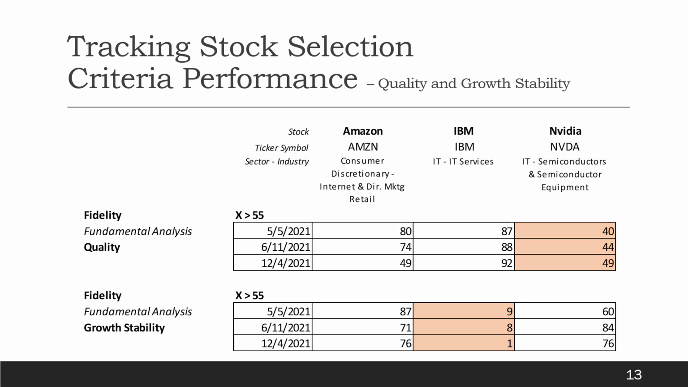Since May 5th, 2021, growth stability for Amazon and NVIDIA have stayed above the minimum score of 55, but IBM is terribly below with decreasing single-digit scores. 9, 8, 1.